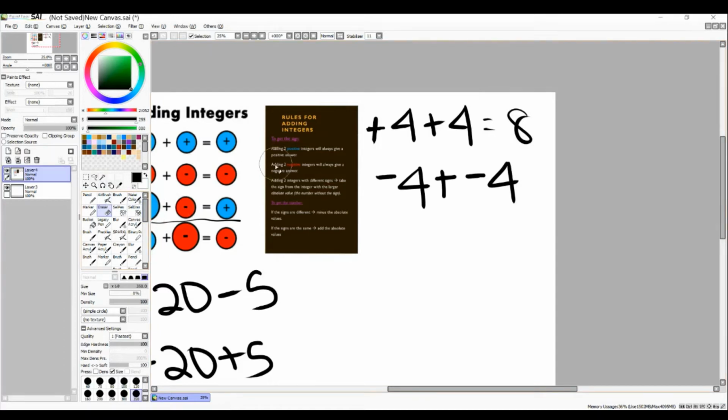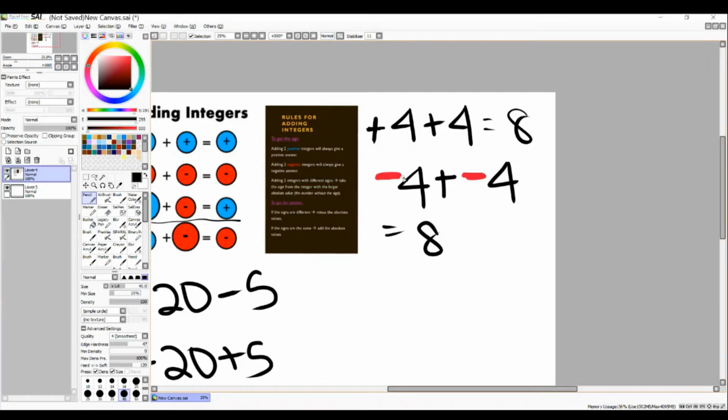Let's move on. Adding two negative integers will always give a negative answer. Funny. We're going to add 4 plus 4 is 8. Simple as that. But we can't just leave it at that. It's two negative integers. Let me highlight that in red. Negative integers. Even though you see this plus sign here, this plus sign is just signifying that you are adding the two negative integers. Right? Just because the plus sign is there doesn't mean that one of them becomes positive. It just means that you're adding these two.